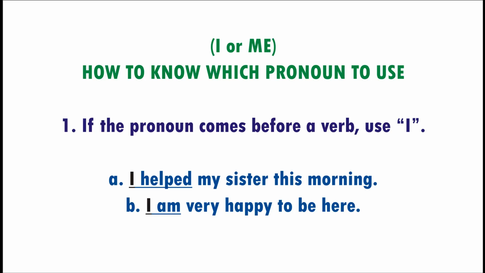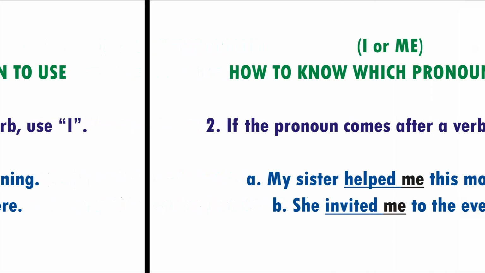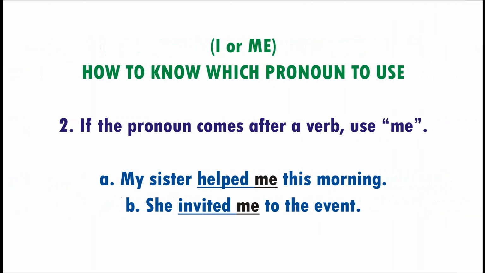I is appropriate. Example B, I am very happy to be here. In example B, I is the subject of the sentence. So I is very appropriate. In these two examples, if we try to fix me in the places where we have put I, it will not sound well.